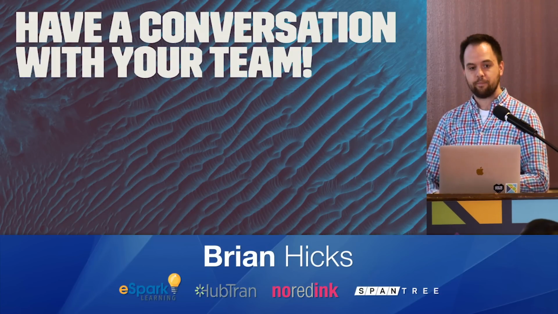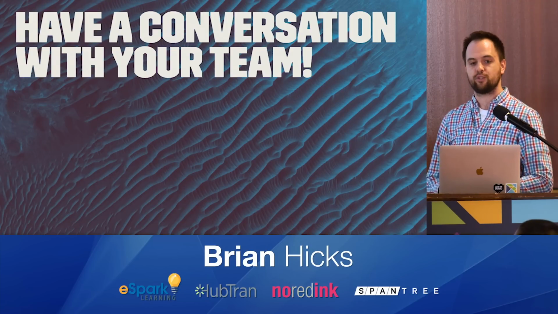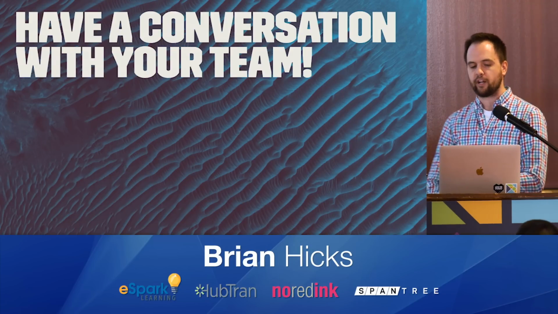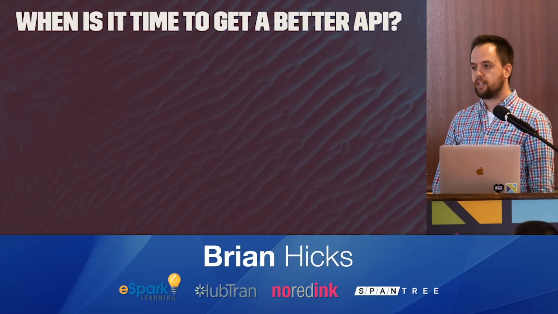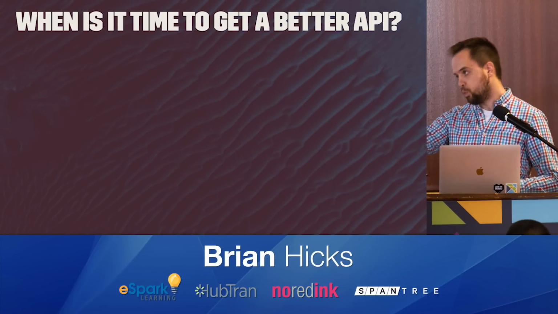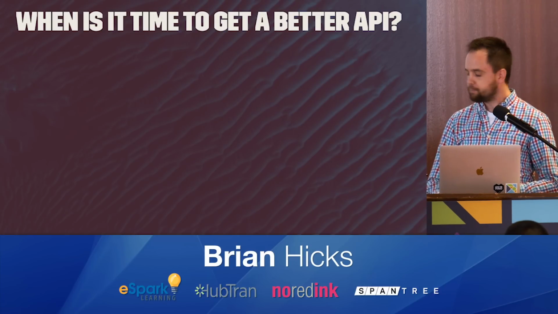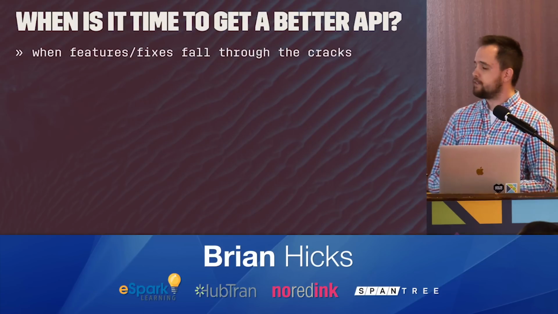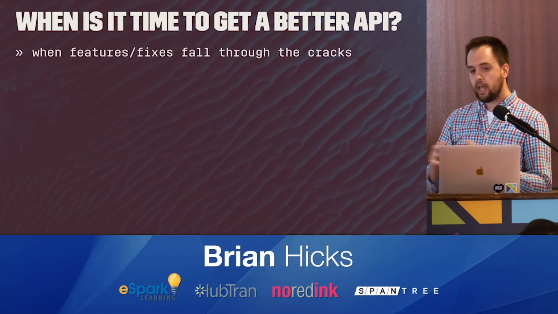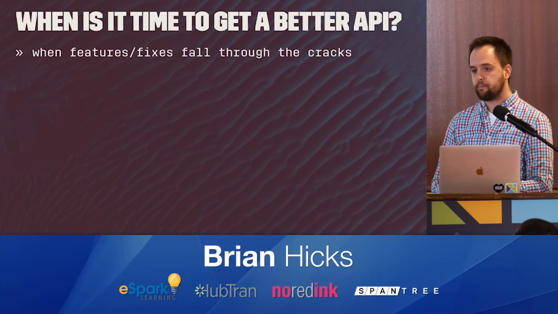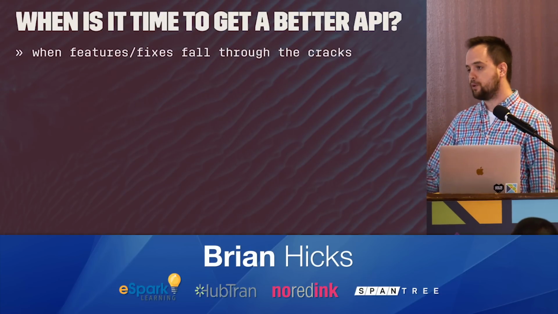So, all that said, say you're just copying stuff around, writing everything twice, having these conversations with your team. When is it actually time to find a better API? We see this advice, don't abstract too early, all the time, but it's very rarely followed up with, and here is when to abstract. And I have two principles that I think are really nice. The first is when features and fixes fall through the cracks. If you've got a bunch of instances of buttons and you're trying to change some style in them and you miss one, then you're going to create an inconsistent experience for the people who are using your site.